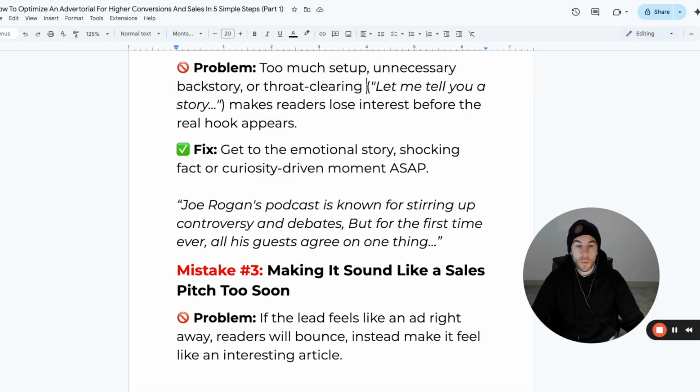So an example of throat clearing is, "Let me tell you a story." Well, instead, just drop them right into the story. Don't worry about stuff like that. Advertorials are meant to be short and punchy. Drop them right into the interesting elements of the advertorial.